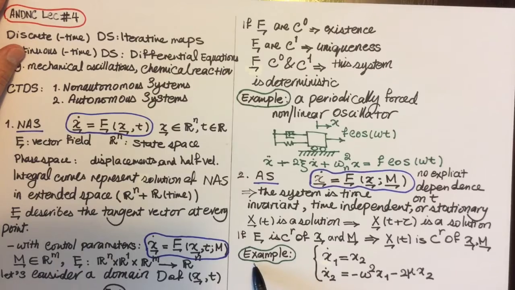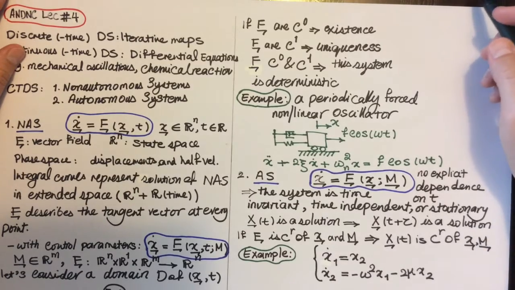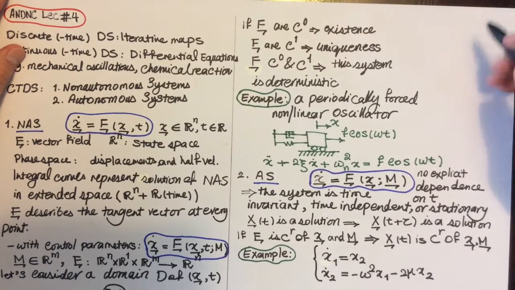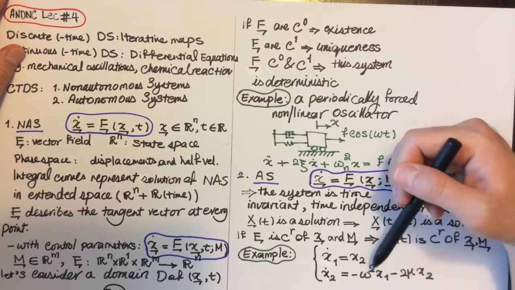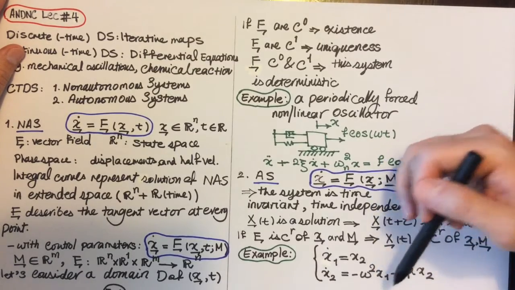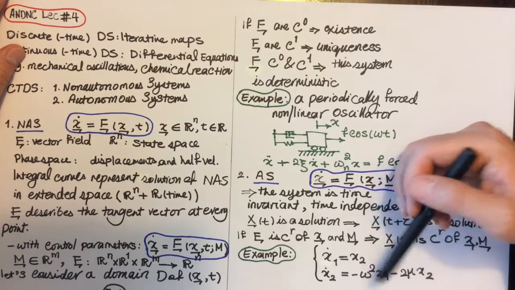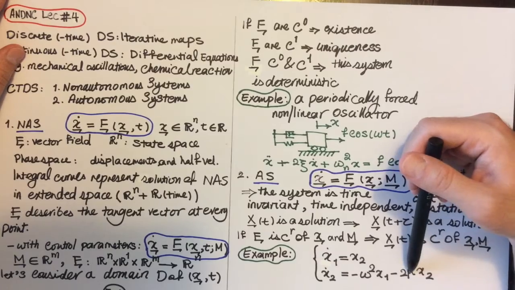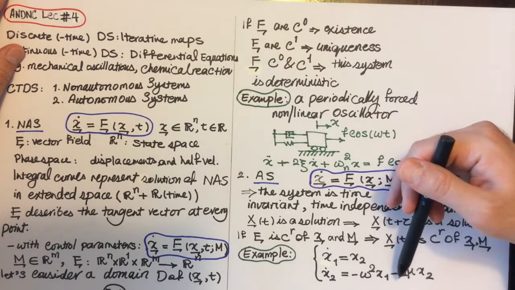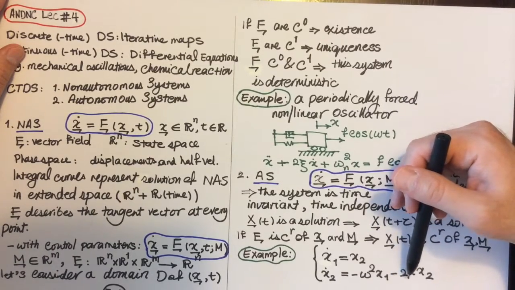An example of an autonomous system is x1 dot is equal to x2 and x2 dot is minus omega squared x1 minus 2 times mu x2. Again, this is a graduate course, so you can quickly see what this system represents. This is an unforced periodic oscillator. Because we have damping, we know that at some point the oscillation goes to zero, because the energy of the system is damped out by damping in the system.